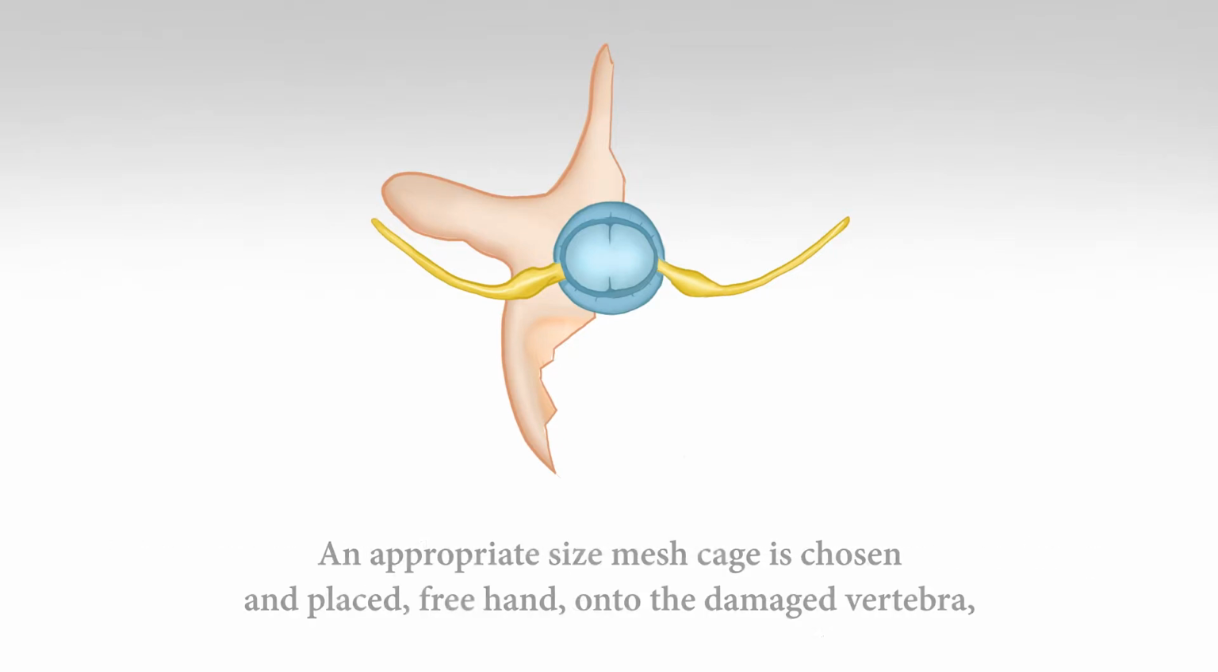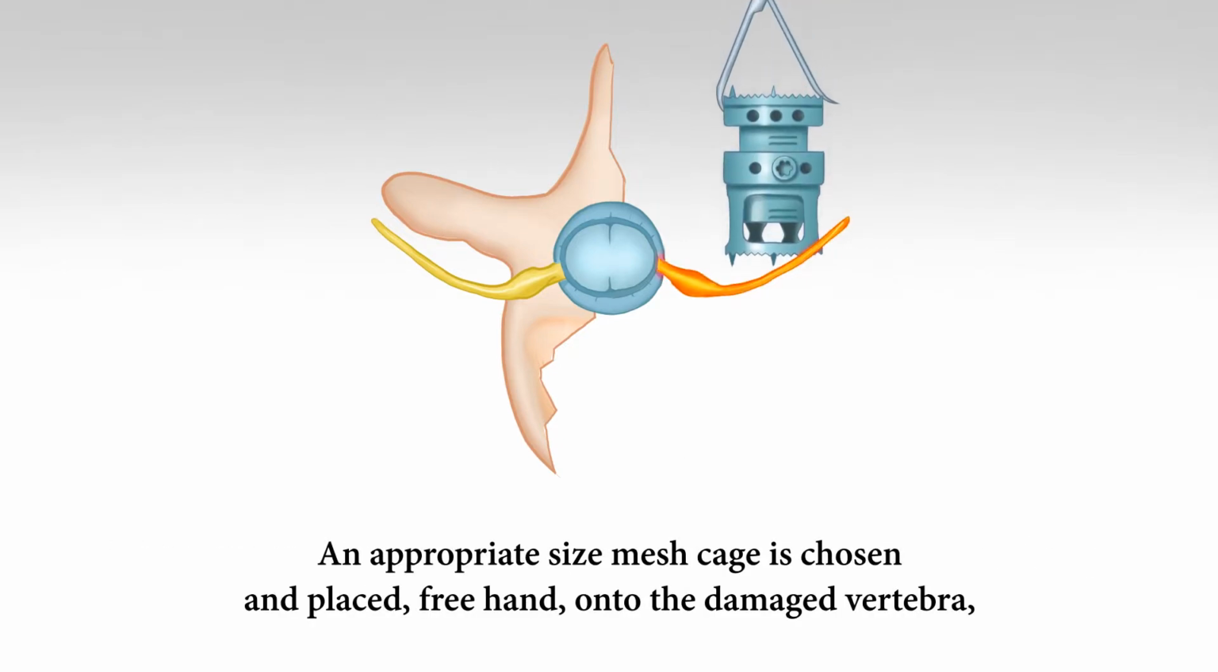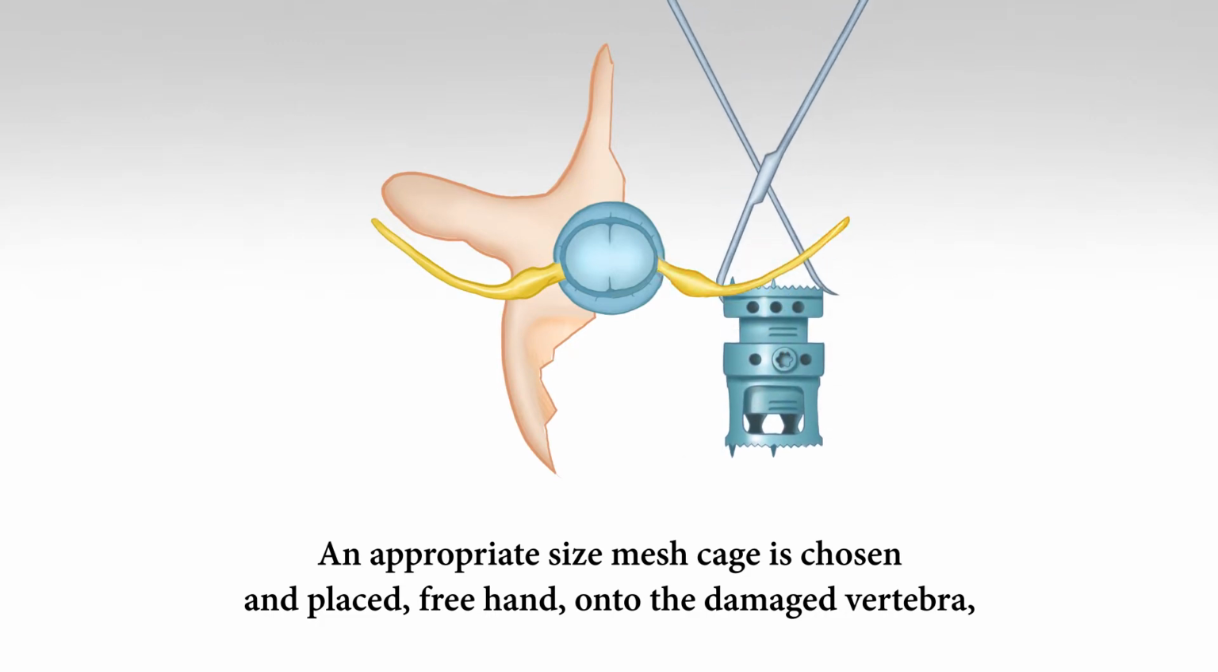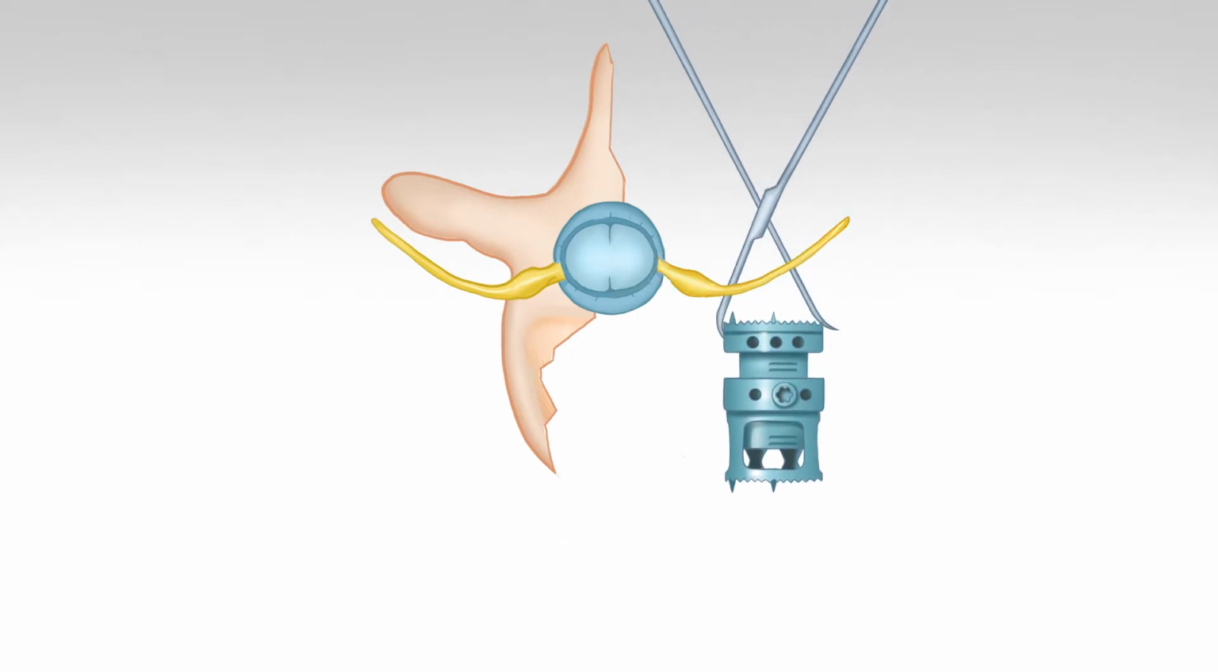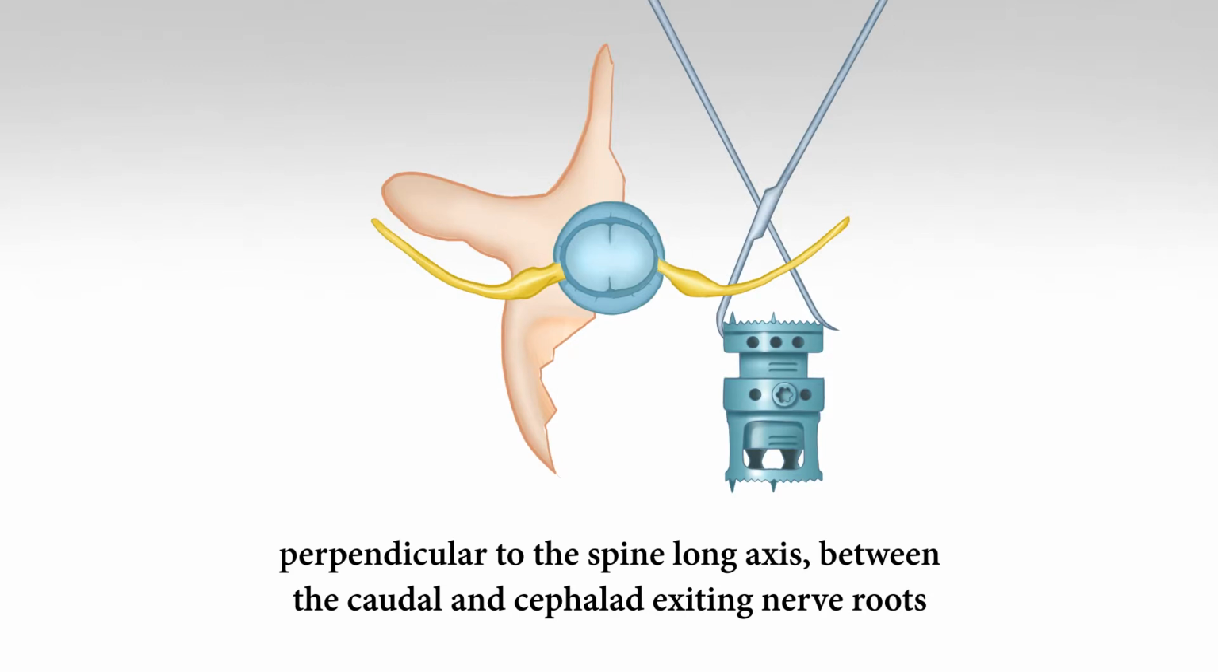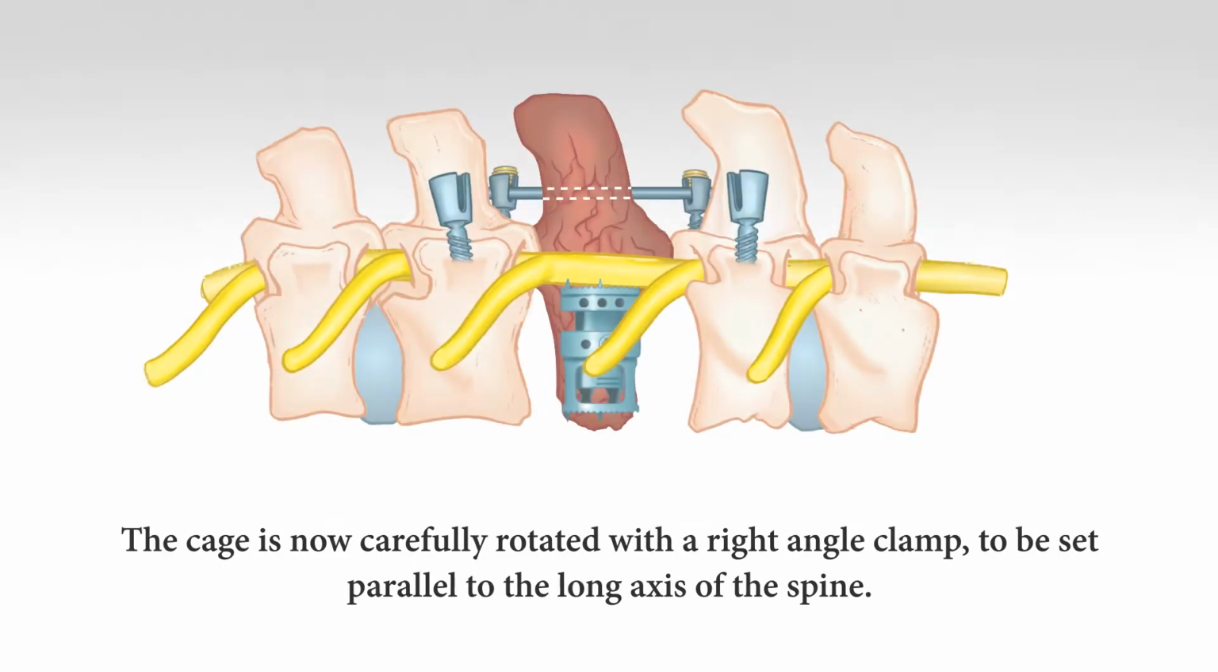An appropriate size mesh cage is chosen and placed freehand onto the damaged vertebra, perpendicular to the spine long axis, between the caudal and cephalad exiting nerve roots.